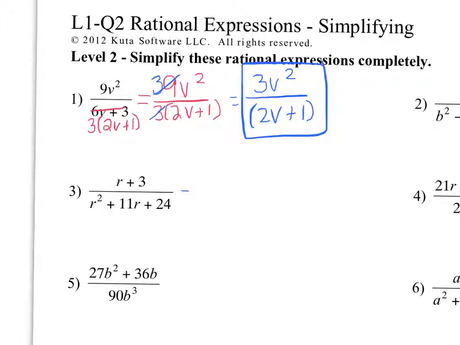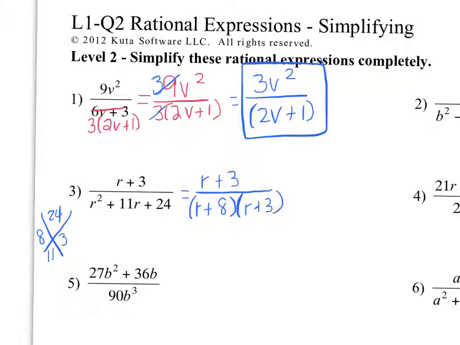And the next one, there's nothing we can simplify on the top, so we're going to leave it as is. Then we've got to simplify the bottom into binomials. We need two numbers that multiply to give us 24, but add to give us 11. Those two numbers are going to be 8 and 3. So we're going to have an r plus 8 and an r plus 3. The r plus 3's can cancel out. Remember, there's still a 1 left on top. So our final answer is going to be 1 over r plus 8.